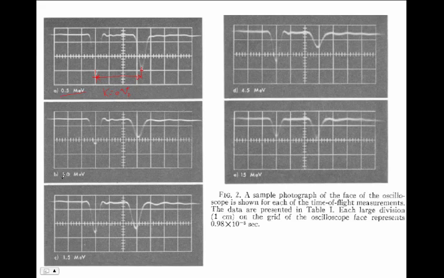The second picture corresponds to the case when the electron beam was accelerated through 1 million volts, so its kinetic energy per electron should be 1.0 mega electron volts. And again, the time difference between these two pulses is recorded. Notice that the time difference looks to be approximately the same as it was for the 0.5 million case. The third picture is the case when the kinetic energy was raised to 1.5 million electron volts, and here is 4.5, and here is 15 million electron volts.